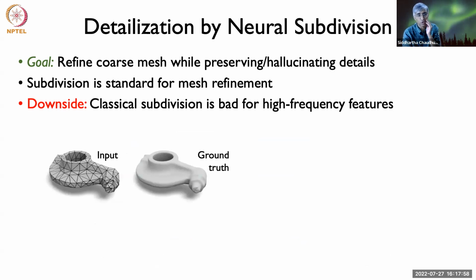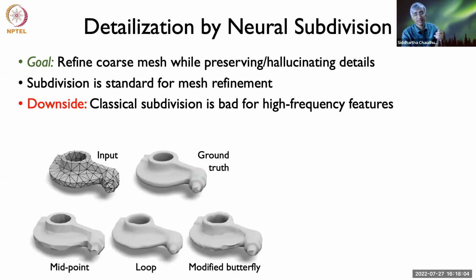And let's say I give you this coarse shape, and that's the ground truth for what it should actually look like if you increased its vertex count. If you apply classical methods, then you get these not particularly great looking results. So midpoint subdivision doesn't even give you smooth results. The others give some specific type of results which are not super plausible and have all sorts of artifacts.